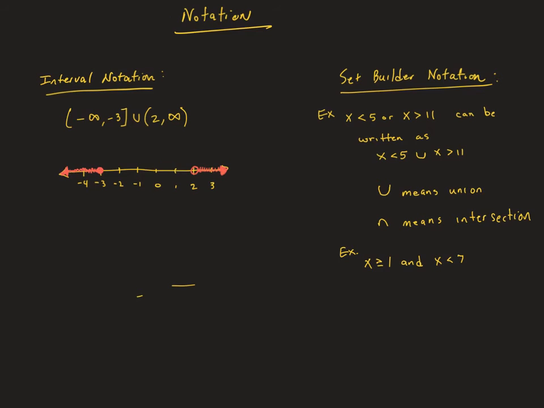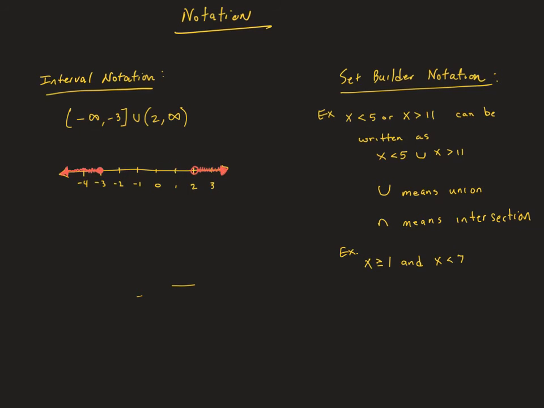So just a reminder where we're at here. What we'll look at and do next is set builder notation. Looking at this, we have x is less than 5 or x is greater than 11, which can be written like this. So it's x is less than 5 or the union of x is greater than 11, because it can be any of those. So again, the U means union, N means intersection. Intersection would be where we have an and. So this is graphed very similar to this.